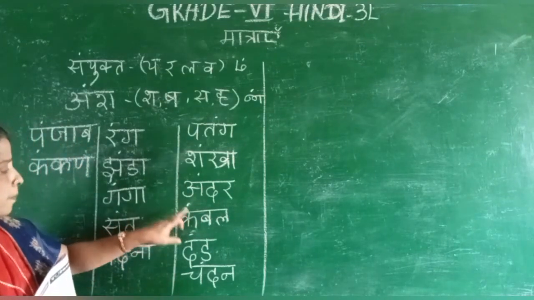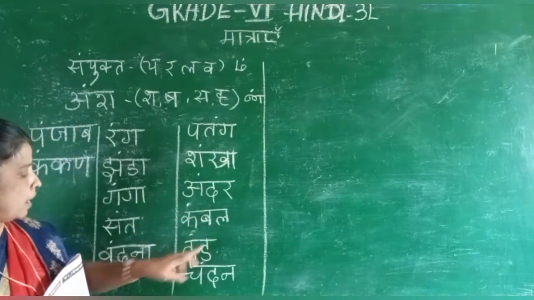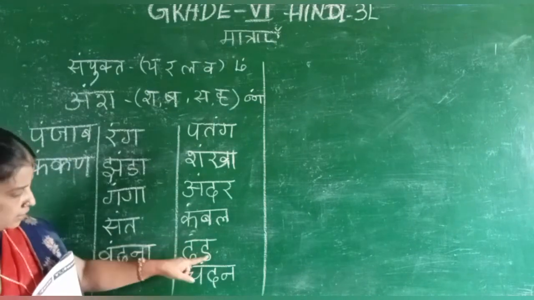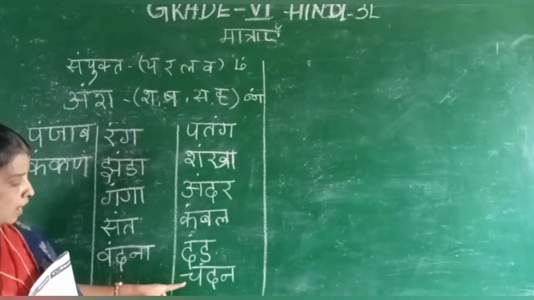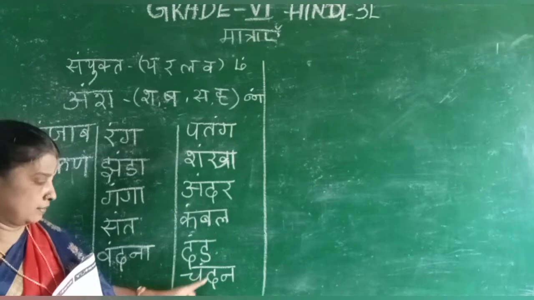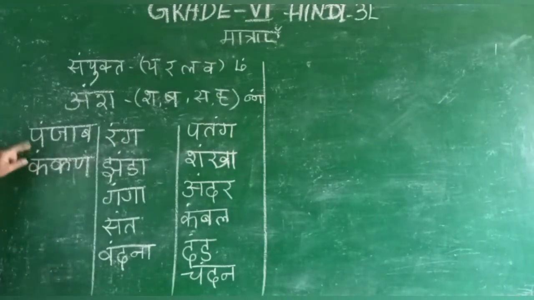Ka, im, ba, la, kambal. Da, in, da, dand. Cha, in, da, na, chandan. Pa, in, ja, ba, Punjab. Ka, im, ka, na, kankan.